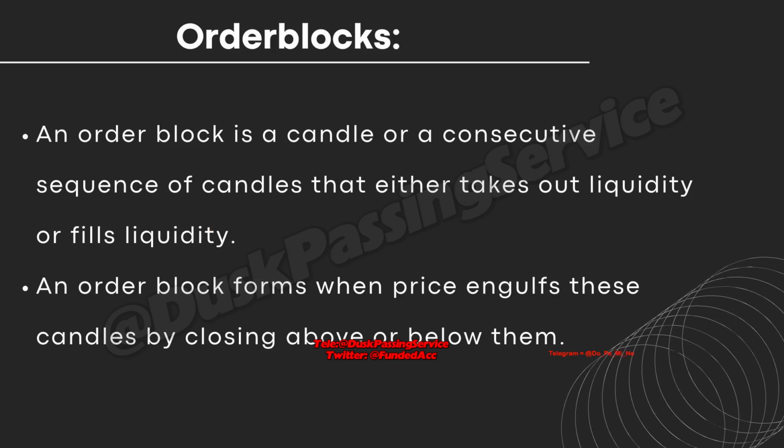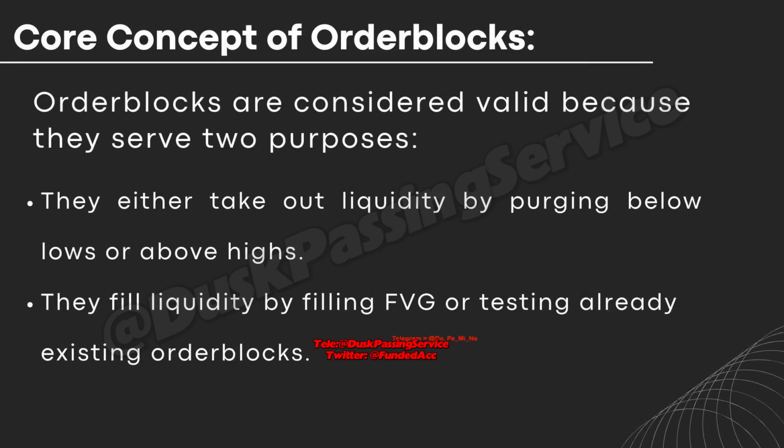Meaning that candle, or that sequence of multiple candles, turns into an order block when price closes below or above it. This is exactly how you can identify and define an order block in the most refined and objective manner. If you just stick to this definition, you're going to change your whole perspective on order blocks, and you would start looking at them with a refined and objective perspective based on proper logic. Now, let's move on to the next slide and discuss the core concept of order blocks.